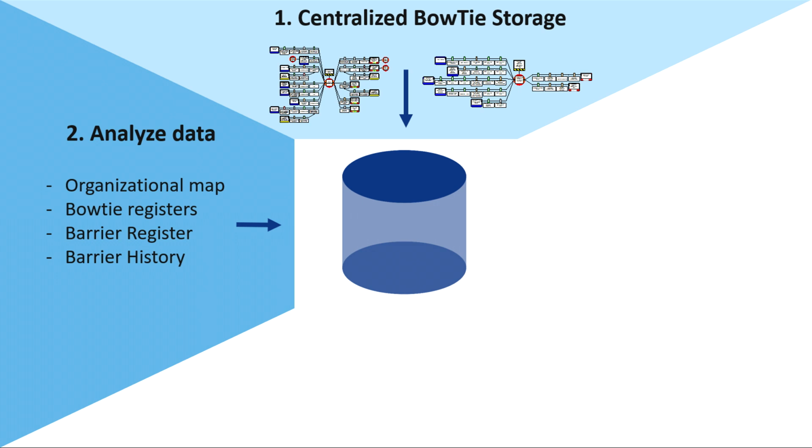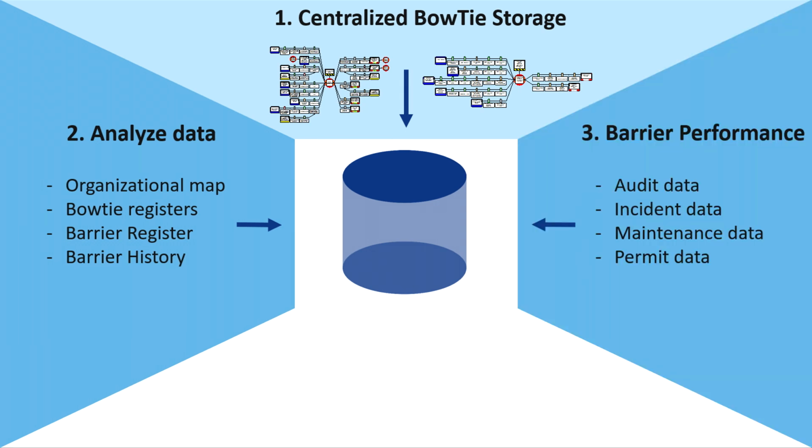And that analysis part of the system is complemented by the ability to connect your performance data. So if you want to have your barrier performance data, such as your incident data or maintenance data or audit data, you could do that using bowtie server. Compared to BowTieXP and AuditXP, bowtie server is always online and is always available.